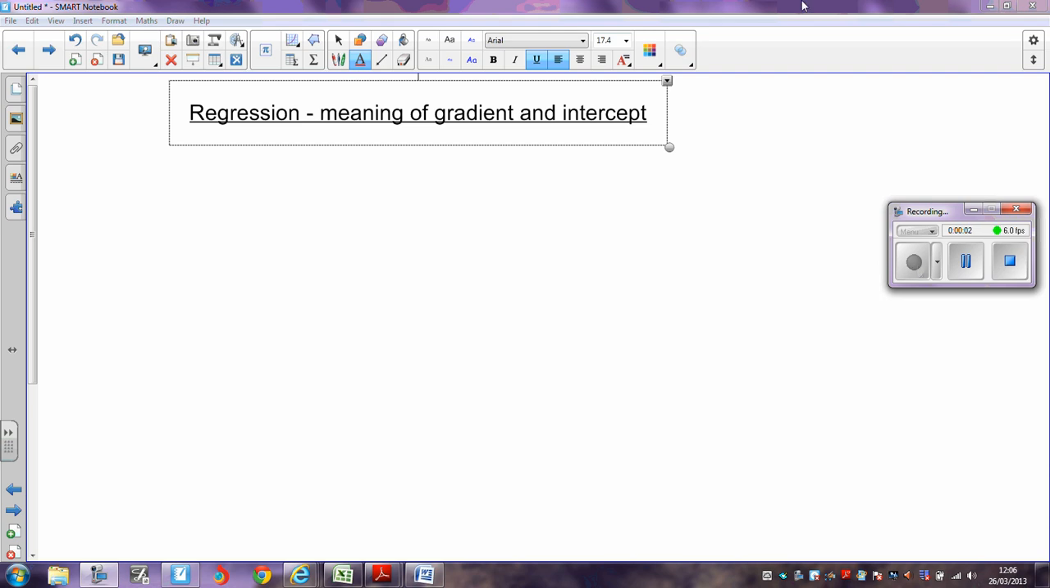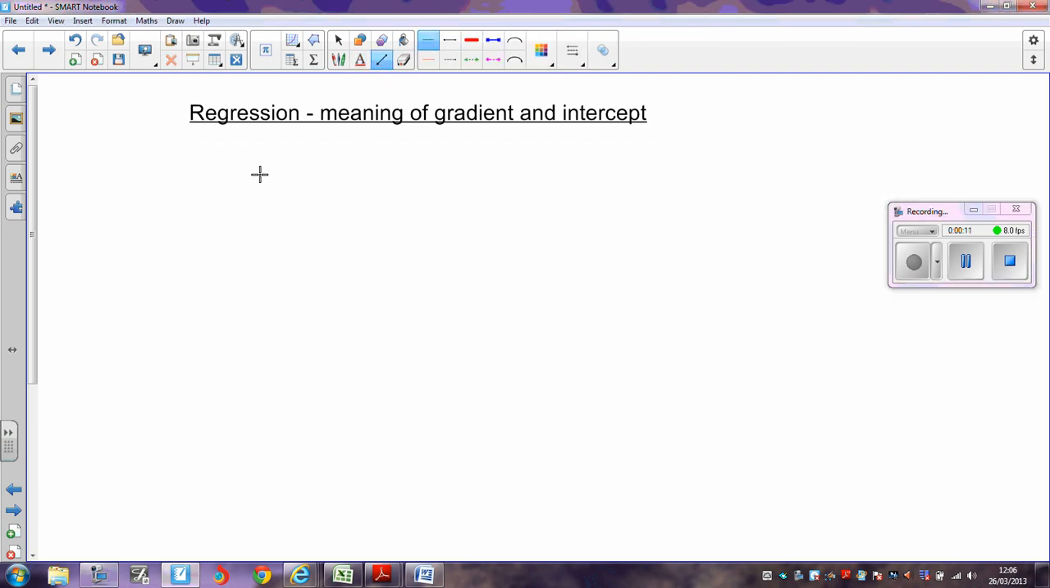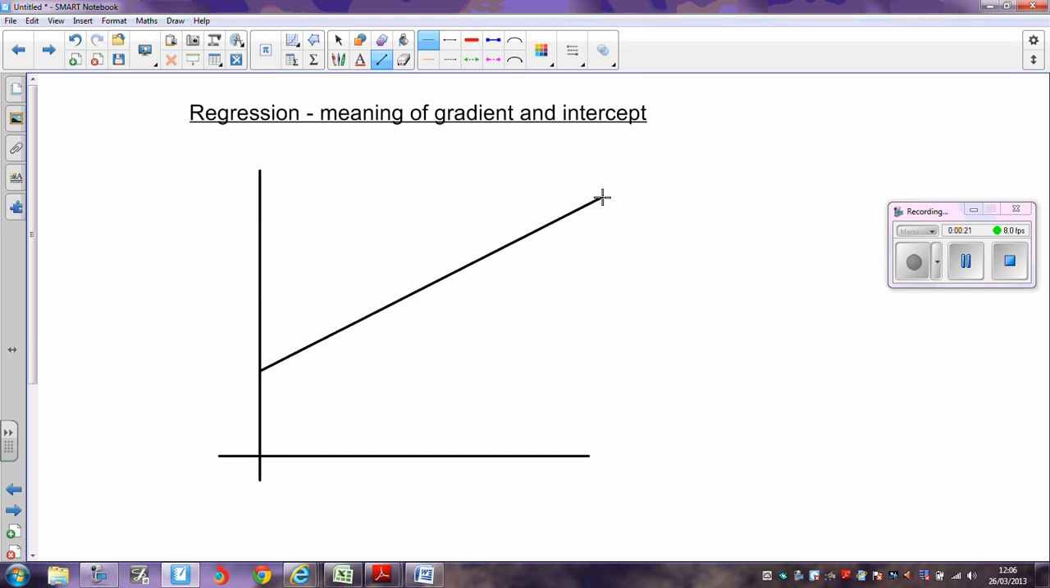Okay, one of the things that you need to be able to understand for a regression line is what the gradient tells you and what the intercept tells you. So let's say, for example, we've got a scatter graph that looks something like this, and on that you have drawn your regression line, and it looks something like that.